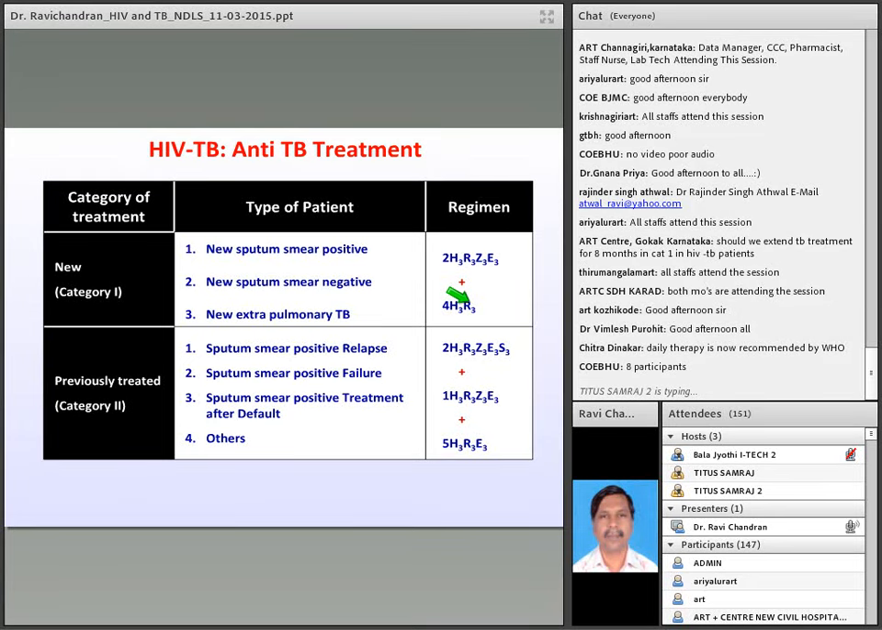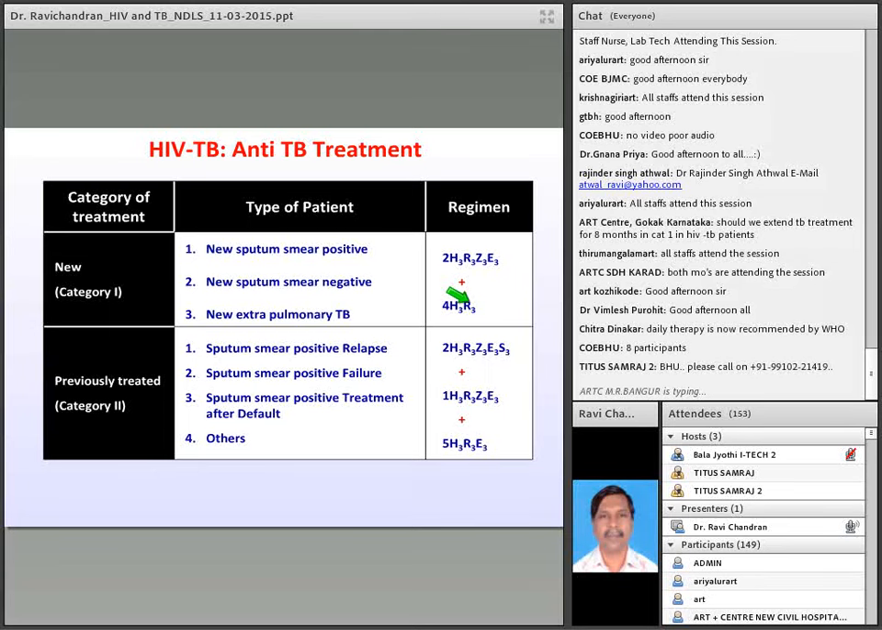For the first 2 months, we give INH, rifampicin, pyrazinamide, ethambutol and streptomycin, all 3 times a week. And this is followed by 4 drugs, INH, rifampicin, pyrazinamide, ethambutol, all 3 times a week for 1 month. This is followed by 3 drugs, INH, rifampicin, ethambutol, each 3 times a week for the next 5 months.